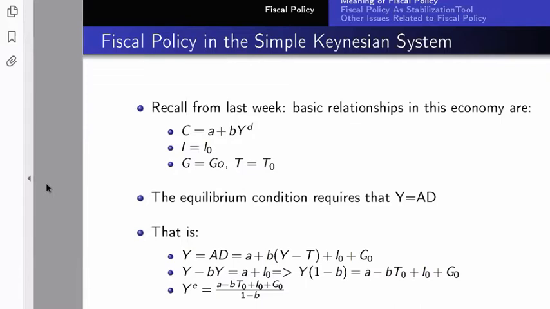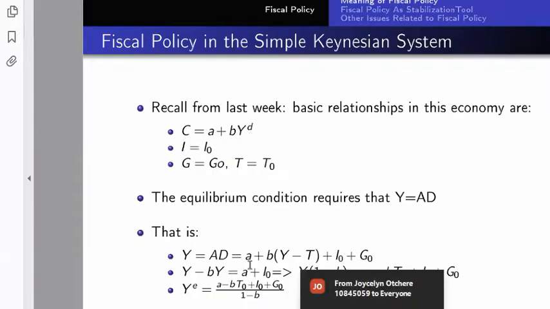Sir, please, we are lost. Can you please go over it again? Starting from the equilibrium condition, it requires that income is equal to aggregate demand. But do you know that aggregate demand is C plus I plus G? So this is C. C is A plus BYD, that is what you see here. And then this is I and this is G.